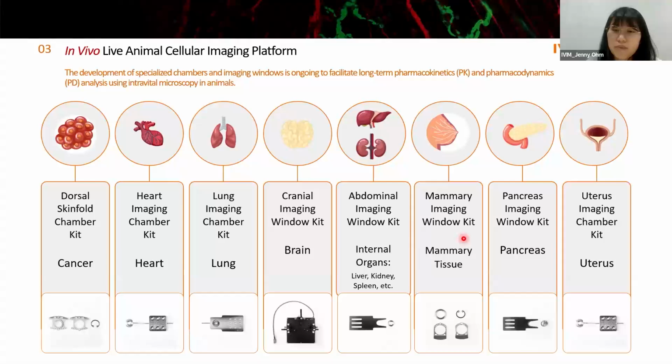You can acquire the imaging data from the abdominal imaging window implanted into animals for up to a month approximately. And if you are interested in observing any other organs that are not listed in the slide here for long-term studies, please feel free to reach out to us for potential collaboration, development, or optimization.